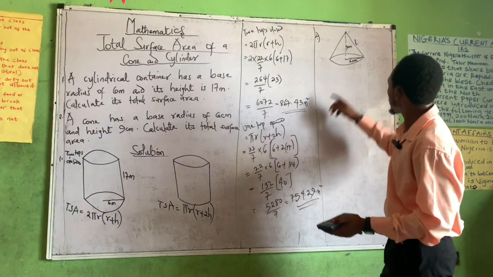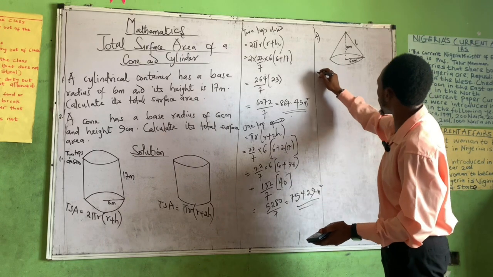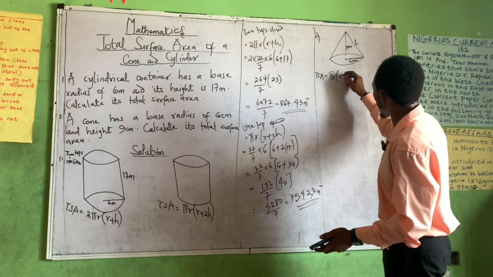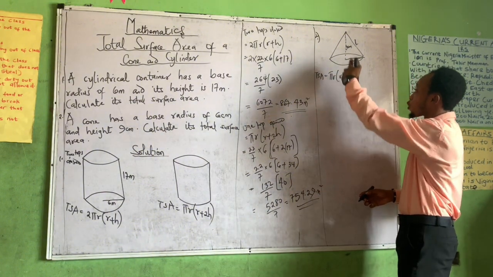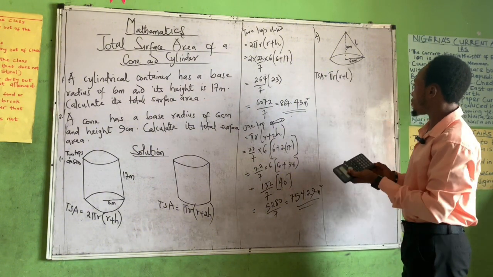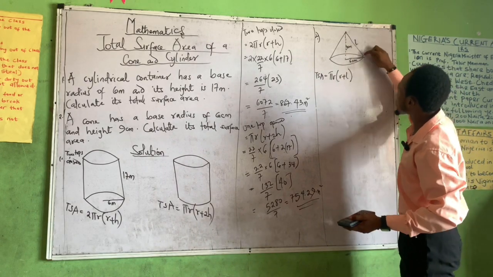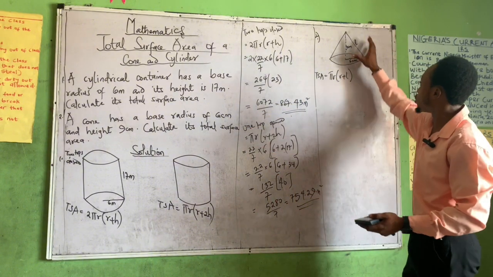Now, we are asked to find the total surface area. Total surface area of a cone, let me write it here, is pi r (r plus L). So this is the formula for total surface area of the cone. Pi is 22/7, r is your radius, then L is your slant height. We're not given the slant height in the question, so you have to find your slant height.